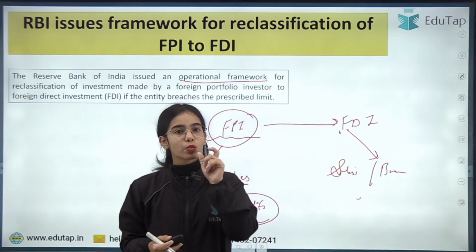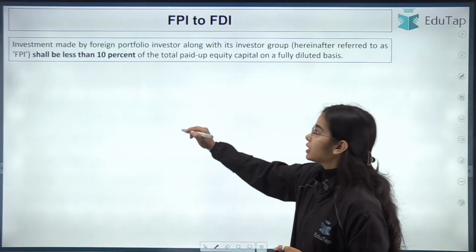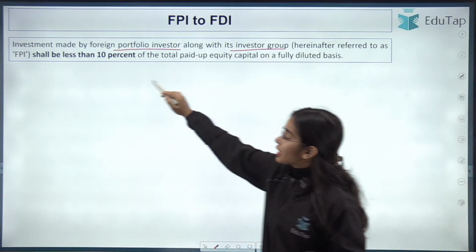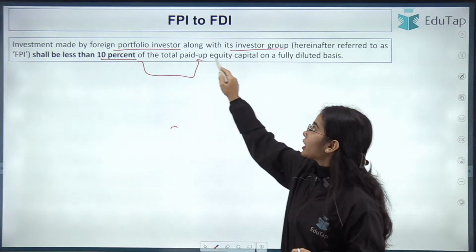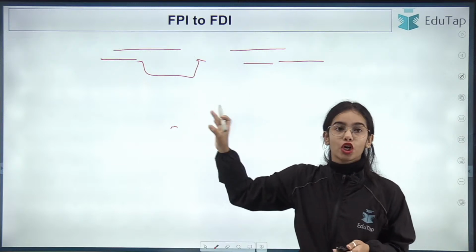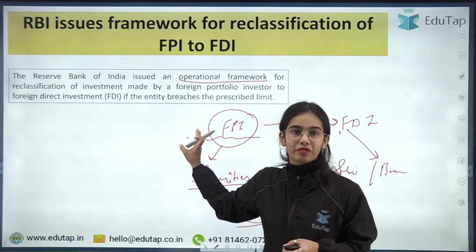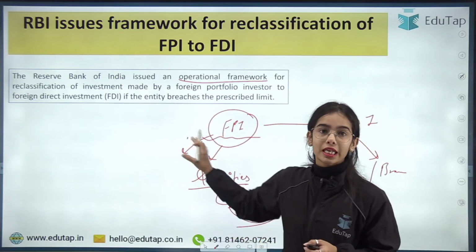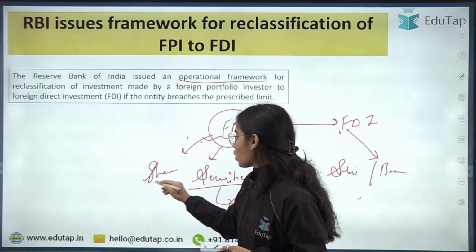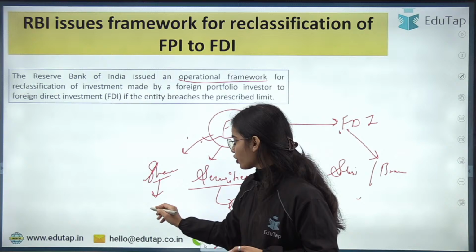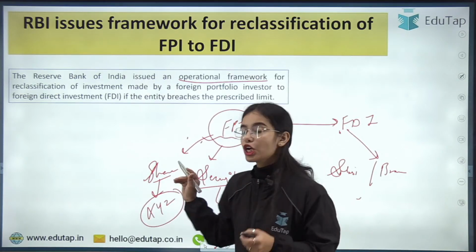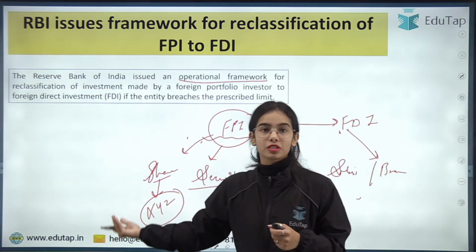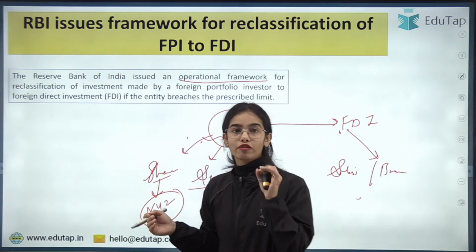As well as, see, there is one more criteria, that the investment made by the foreign portfolio investors along with this investor group shall be less than 10% of the total paid up equity capital on the fully diluted basis. So if a foreign portfolio investor with its investor group is buying the shares of a particular company of India, that is XYZ, the shares held by the foreign portfolio investor should be less than 10%, then only it will come under the category of FPI.